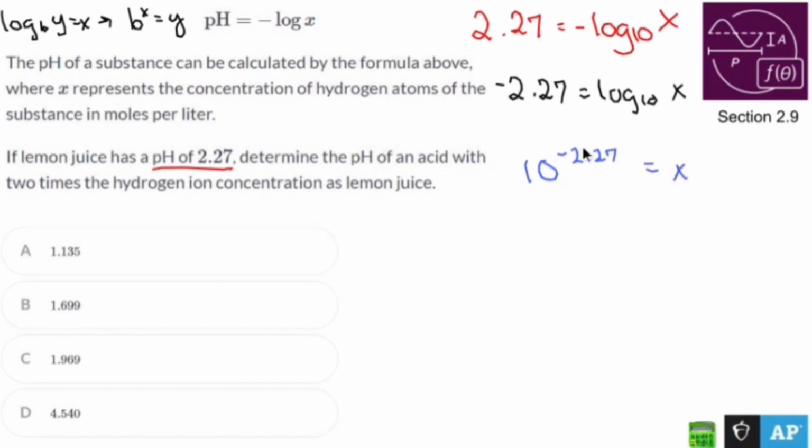Now, this is how I'm going to finish up this problem. I need to throw that into my calculator and get x. That gives me the ion concentration of hydrogen atoms of that pH. I want to double it and then find the pH of that. So what you're going to see me do is type this out, multiply it by 2, and then throw it back into this formula up here to get a number. Let's run to the calculator and see what happens.